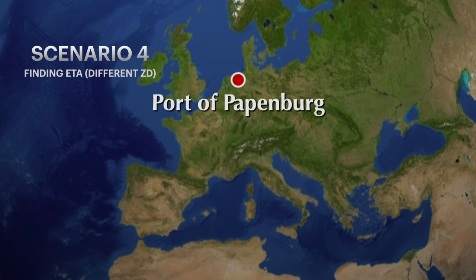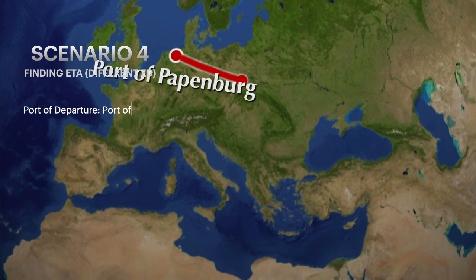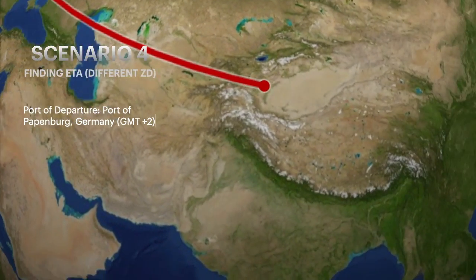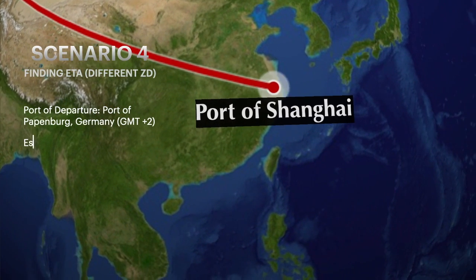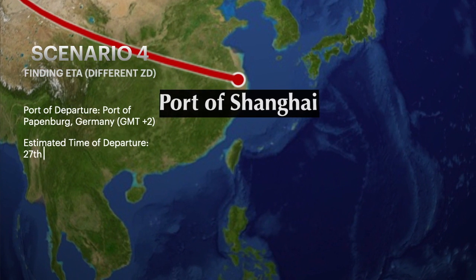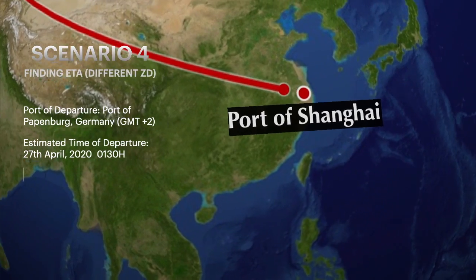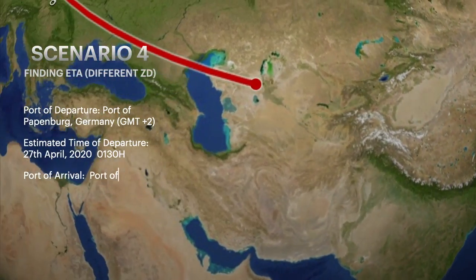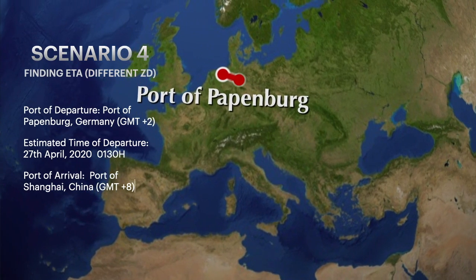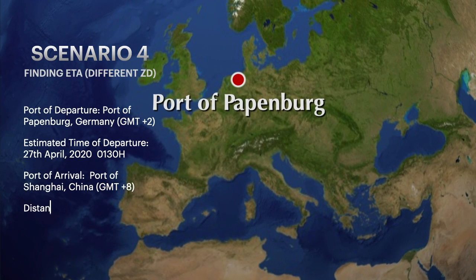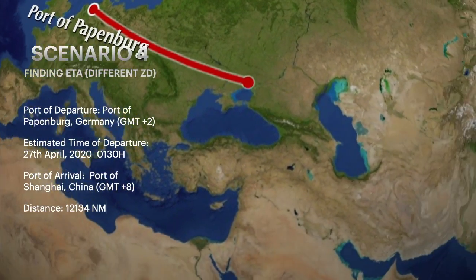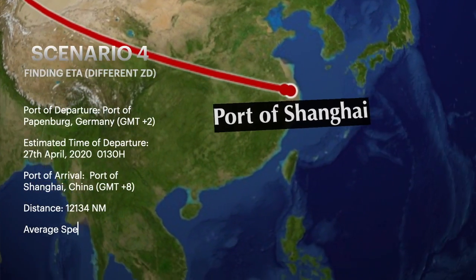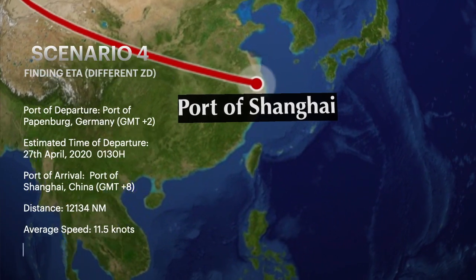So, for our next example, scenario 4, ito pa rin yung finding estimated time of arrival with different zone descriptions. Ang port of departure natin is Papenburg, Germany, with a zone description of +2. With an estimated time of departure of April 27, 2020, 0130 hours. Ang port of arrival natin is Shanghai, China, with a GMT of +8, with a total distance of 12,134 nautical miles and an average speed of 11.5 knots.